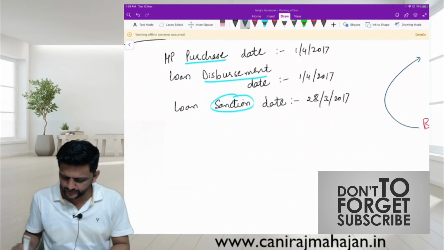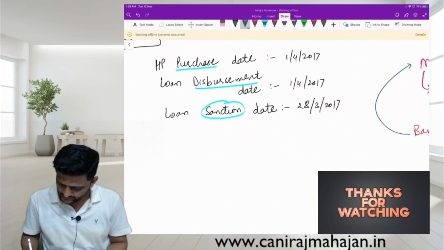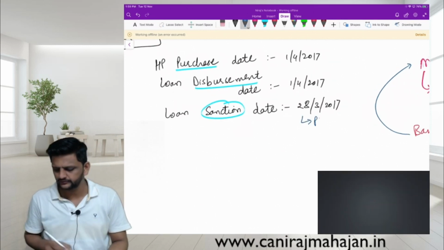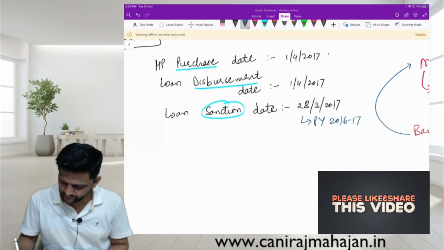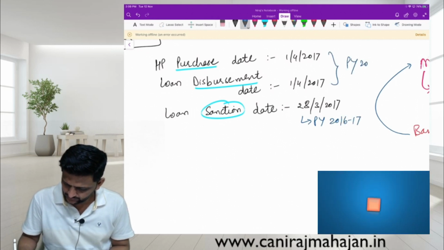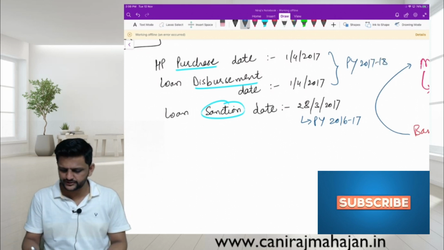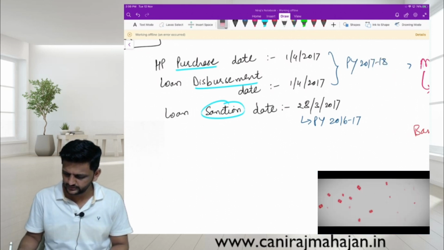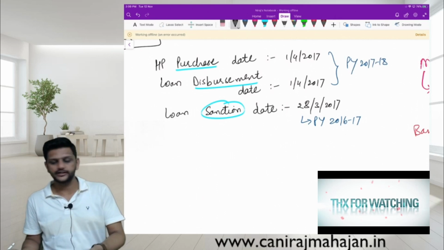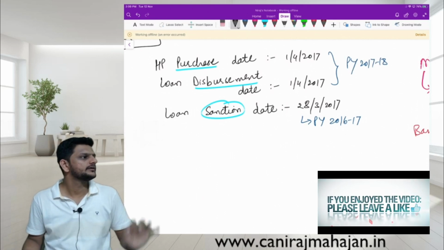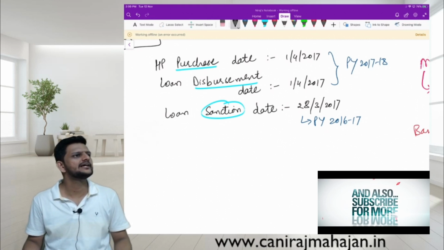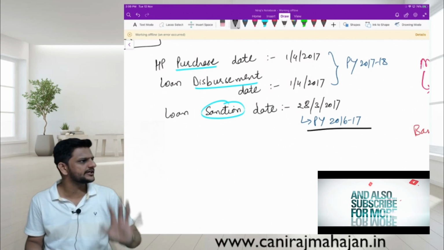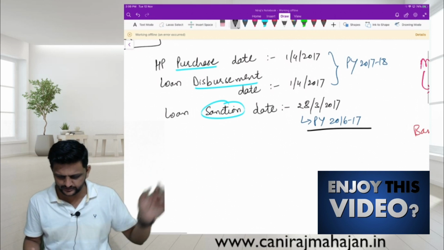Okay, so over here what is happening? This is which PY? 2016-17. Both of these are which PY? So which section do you think of? 80EE. What does 80EE say? Loan has to be sanctioned during PY 2016-17. Condition satisfied? Write down these three things.